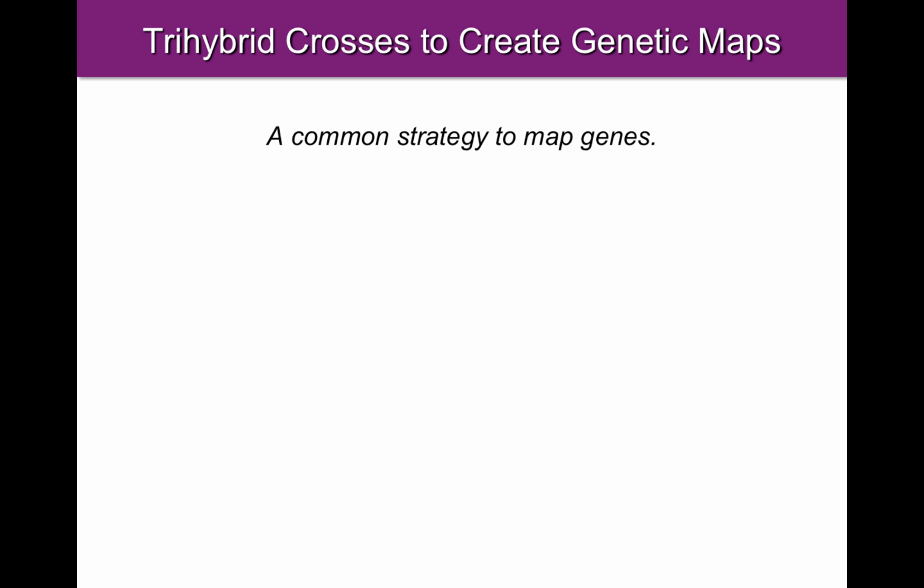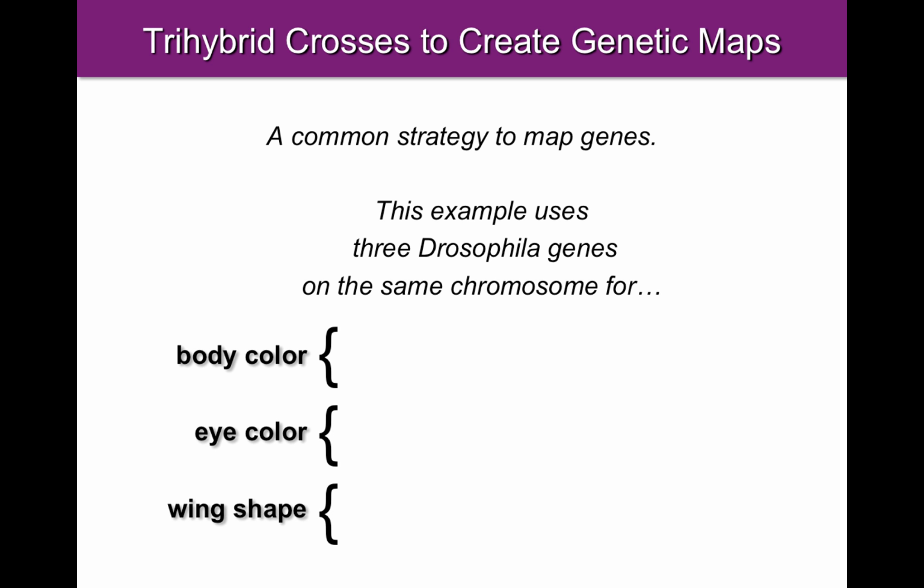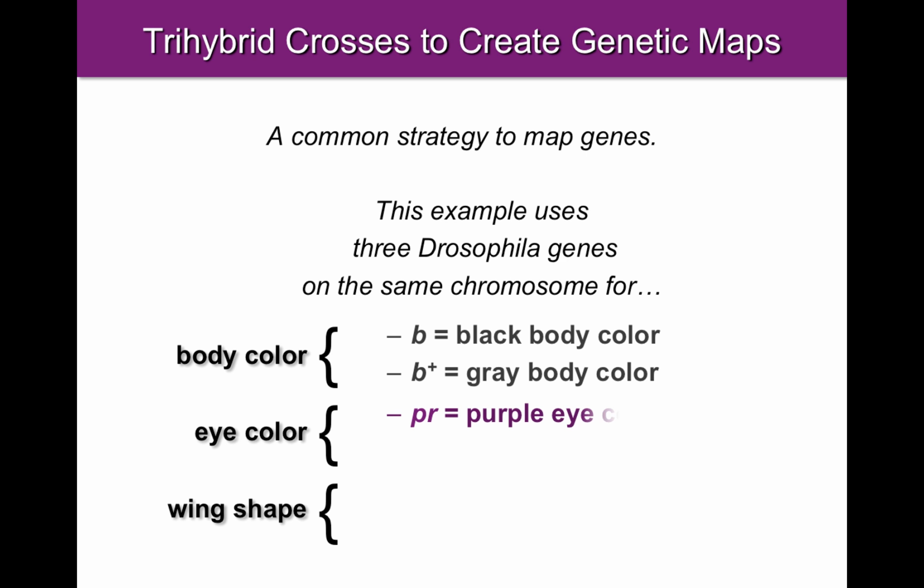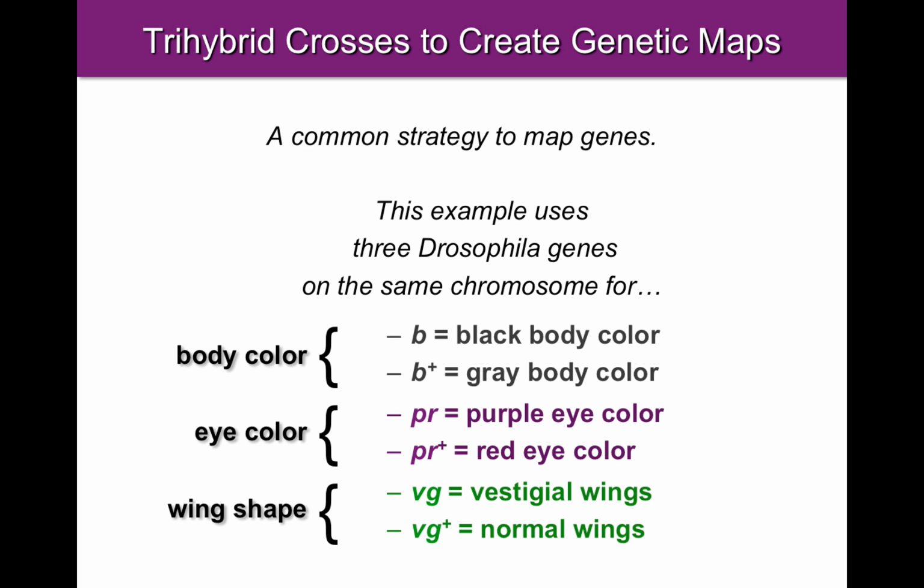Tri-hybrid crosses are a common strategy used to create genetic maps. In this example, we're going to use three Drosophila genes on the same chromosome for body color, eye color, and wing shape. The two alleles for body color are black, which is the mutant, and wild type, which is gray. Purple eyes are the mutant, and red eye color is the wild type. For wing shape, vestigial wings are the mutant and normal wings are the wild type for our flies.